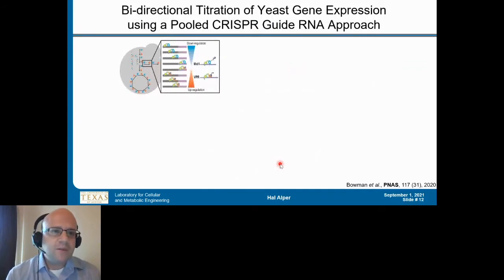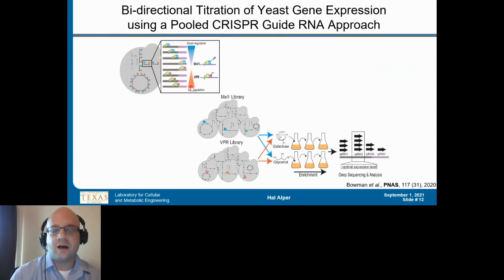Well, we enable this really bidirectional titration of gene expression. So we can do this in a pooled type of manner. With these single guide RNAs, we can either have this range of downregulation or a range of upregulation. This allows us, when we introduce these libraries, to go through selections.